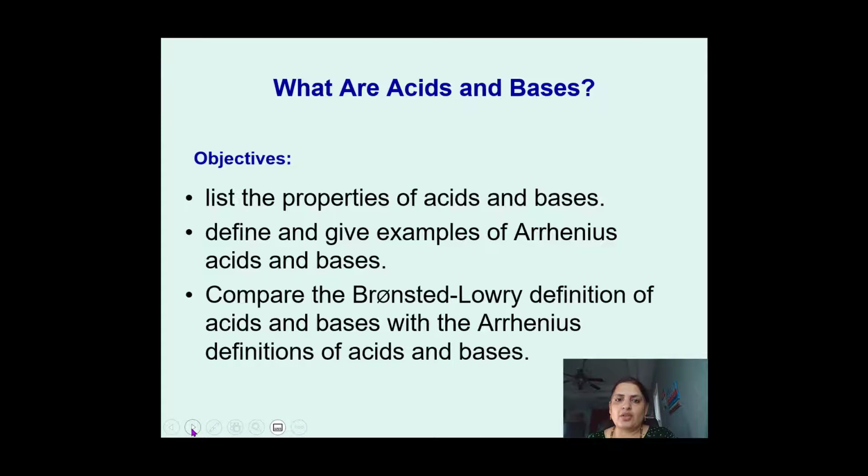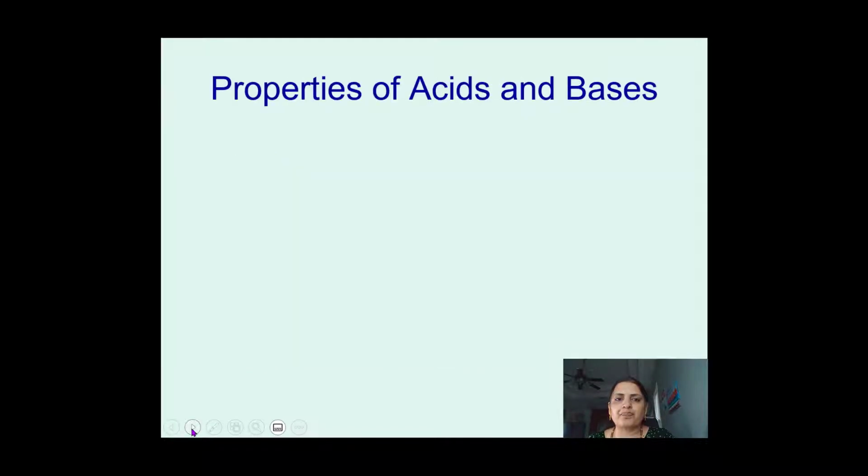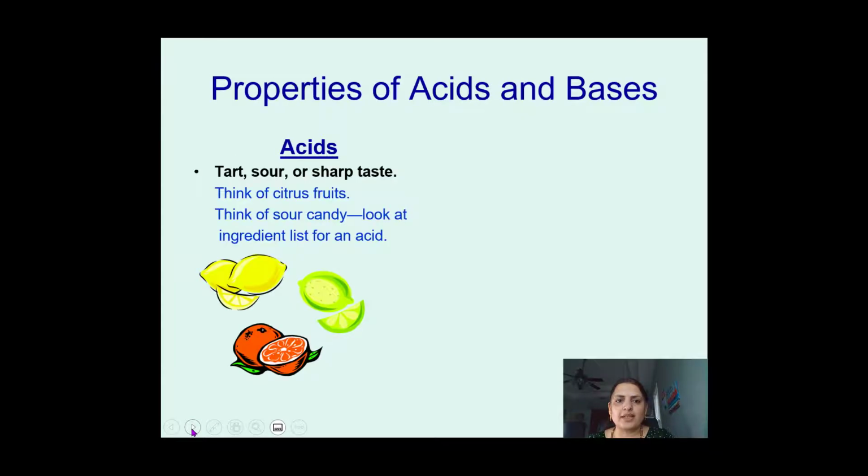So today we are going to talk about properties of acids and bases and talk about a couple of theories. One is Arrhenius acids and bases and Bronsted and Lowry's acids and bases. And we will touch slightly on Lewis acids and bases. So, properties of acids and bases.